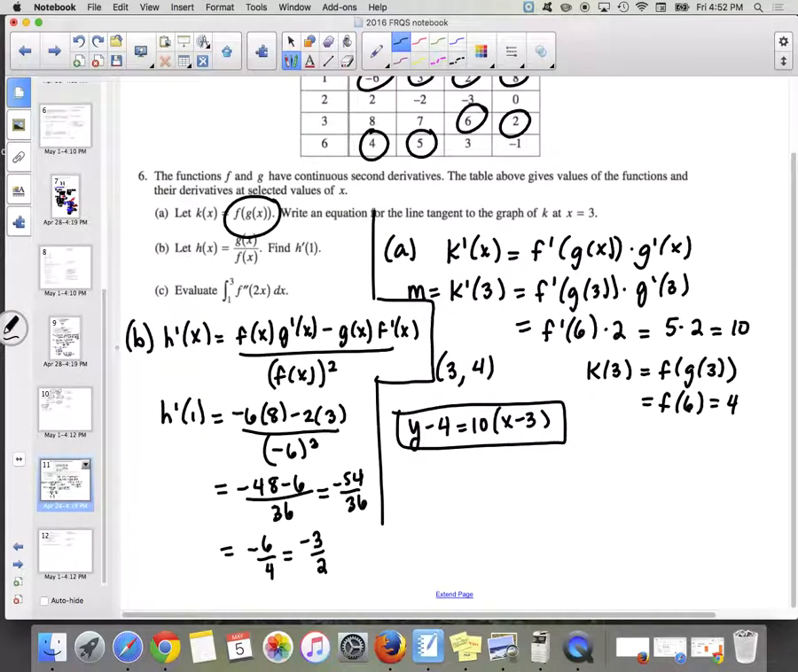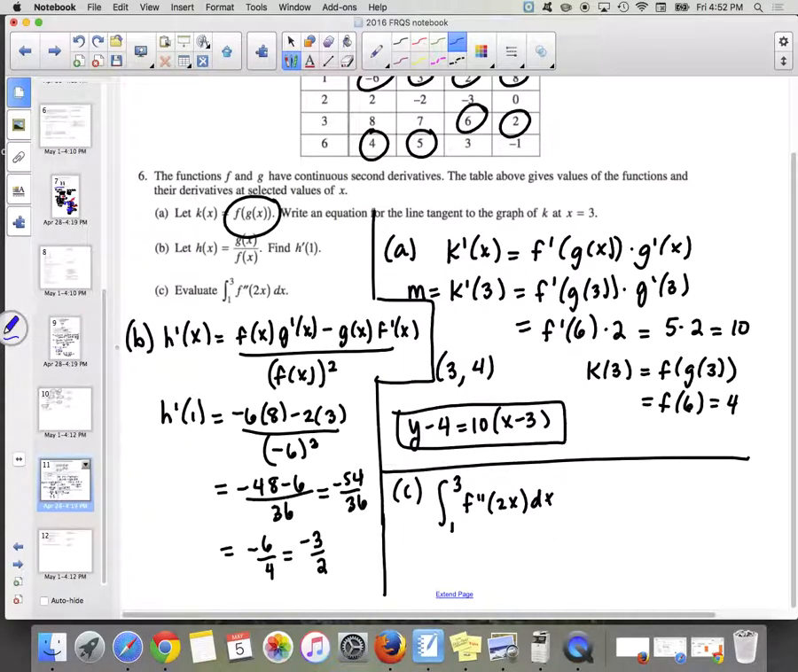All right, so then part C, the last part, sorry, I'm kind of writing this all over the place, says evaluate the integral from 1 to 3 of f double prime of 2x dx. And this, from what I hear, was the most missed problem last year. Because what students did is they forgot that if you have like f of 2x or even f double prime of 2x, it involves a u substitution.